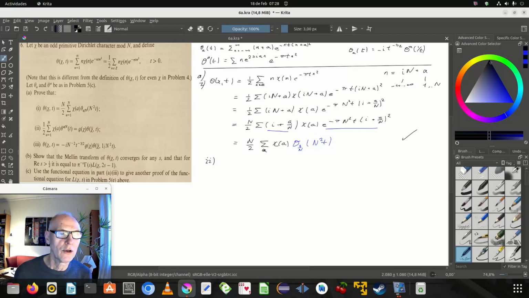Preparing for the problem, I looked up how we did it in problem, was that in problem 3, I think? And I started on the left-hand side, so let's do that again. And then applied the formula, which we proved in section 2, problem 9. I think it was x there. And what was that? Chi bar of a times g of chi.